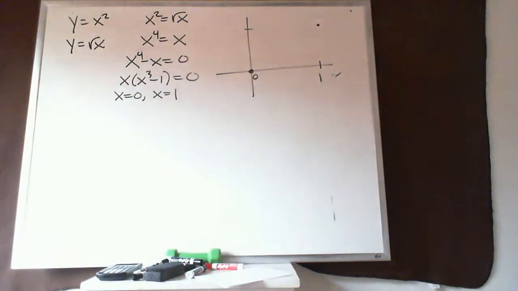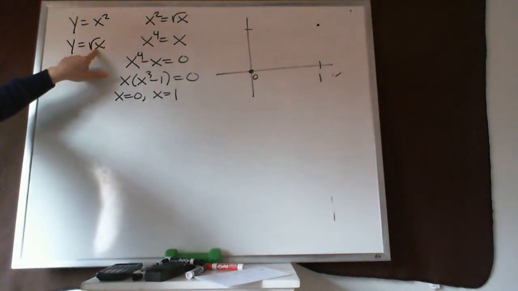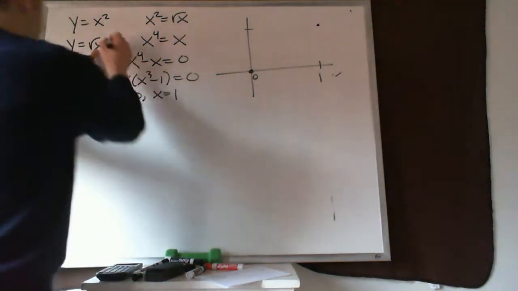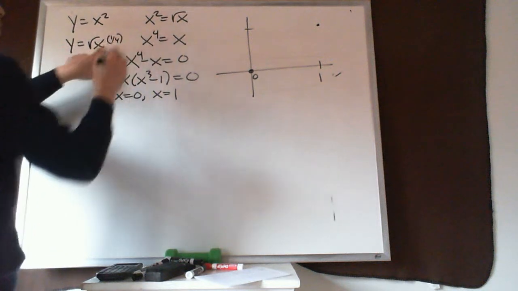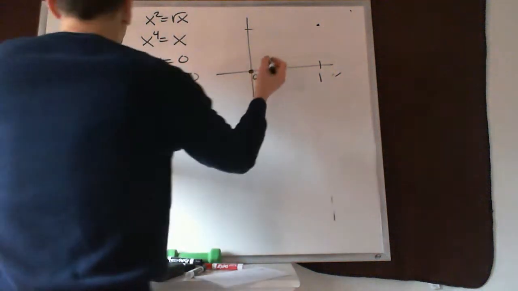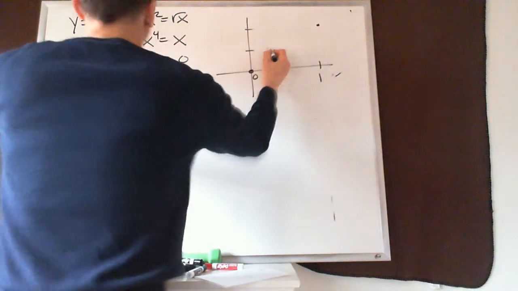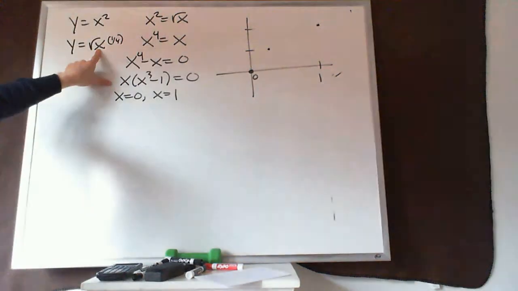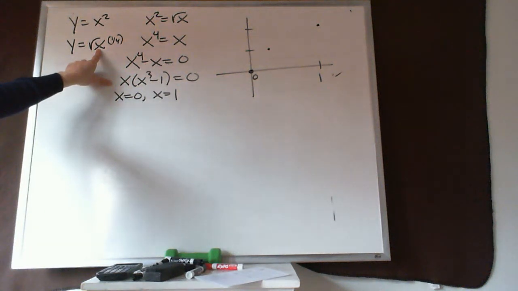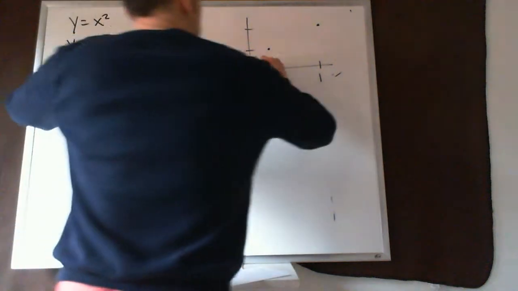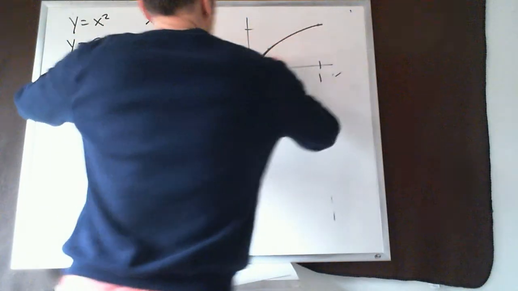Pick something in between. Well, since I have to take a square root, I'm not going to pick a half. I'll pick a quarter. So if I pick a quarter, the square root of a quarter is a half. So this is a quarter, say, and I'll be up a half. Once you have the third point, you need 3 points. Once you have the third point, shape it as you're supposed to know its shape. Square root functions are shaped like this, so shape it.